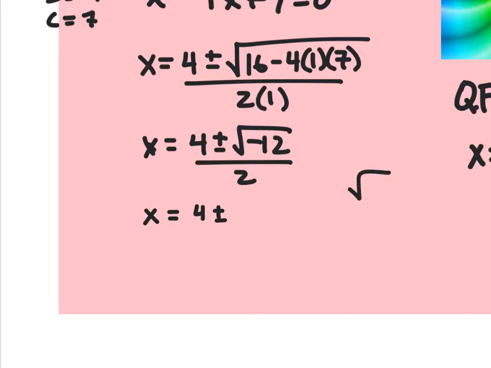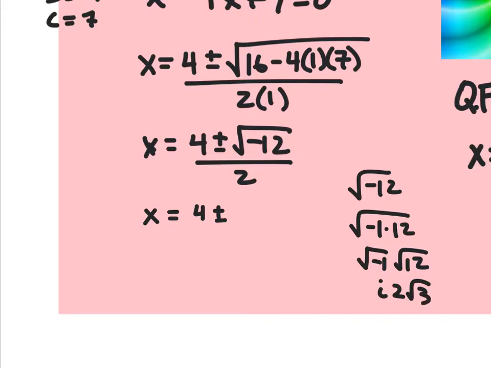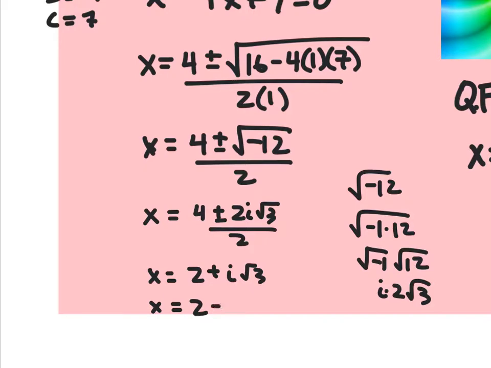Let's look at that a little bit more in depth over here. That negative, what I could do is write it as -1 times 12. Square root of -1 times the square root of 12. Square root of -1 we know is i, and the square root of 12 reduces to 2 root 3. So I have plus or minus 2i root 3 over 2. So I've got 2 solutions. Those solutions are 2 plus i root 3 and 2 minus i root 3.